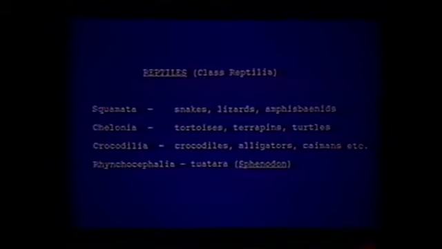My subject today is skin diseases of reptiles, and the first slide reminds you that the class Reptilia is one of the classes of the chordates, and that there are 4 orders of reptiles which are listed on the slide. But I should be concentrating on snakes and lizards and the chelonians, the tortoises, terrapins and turtles.